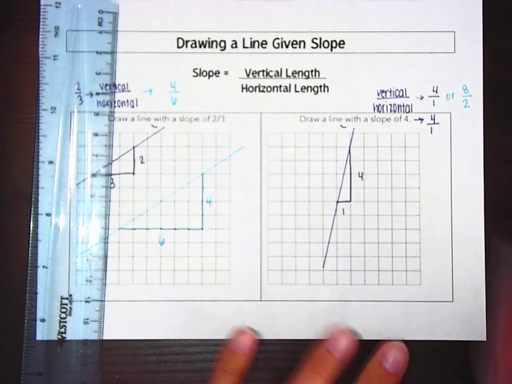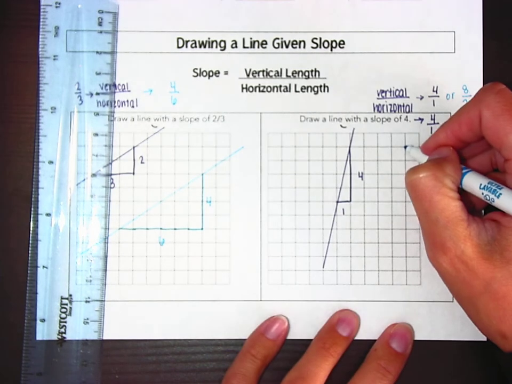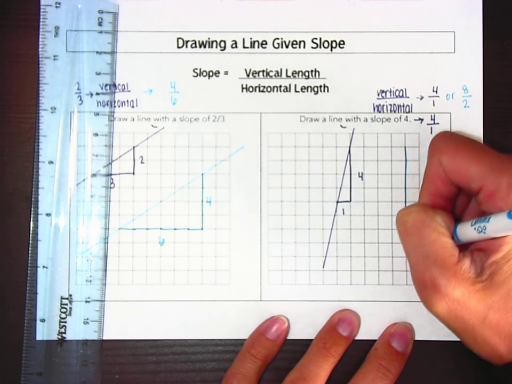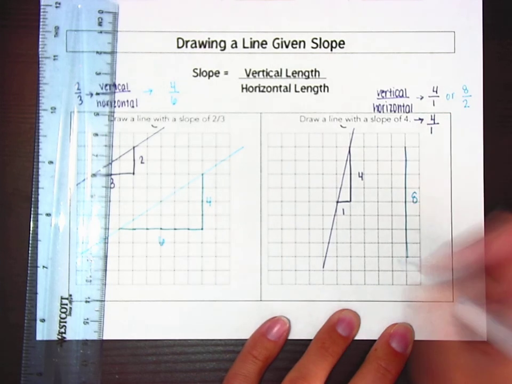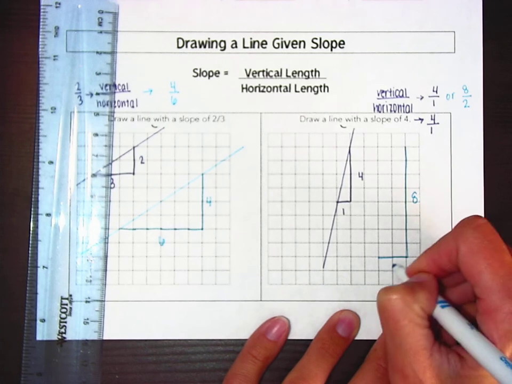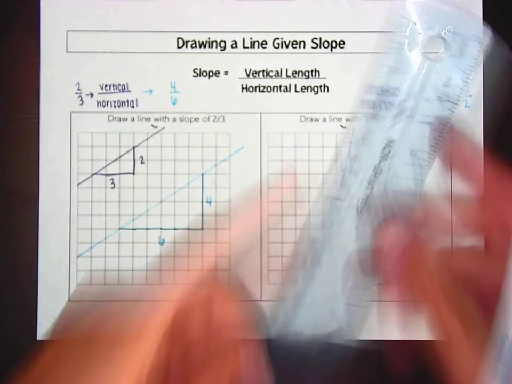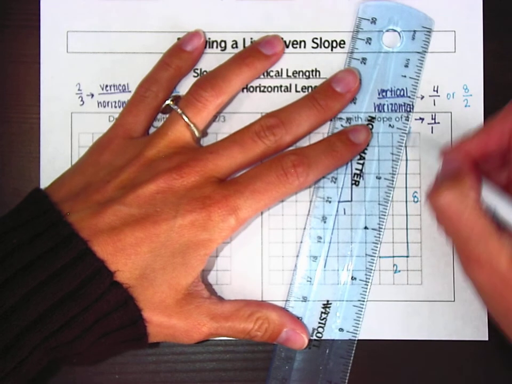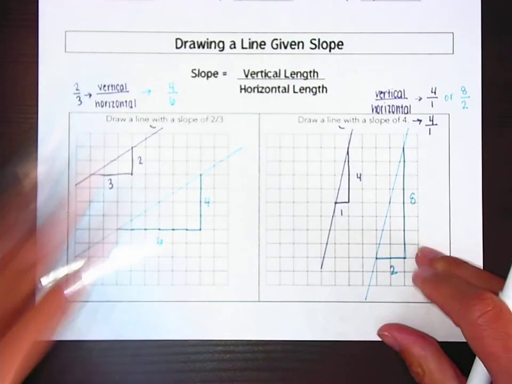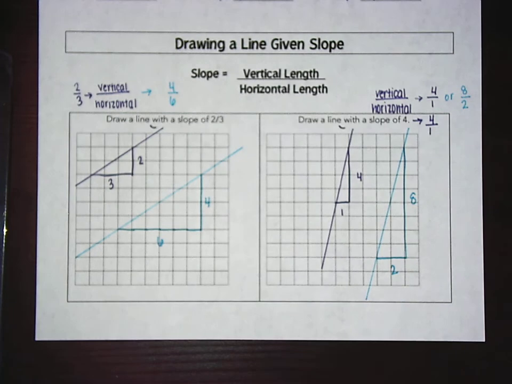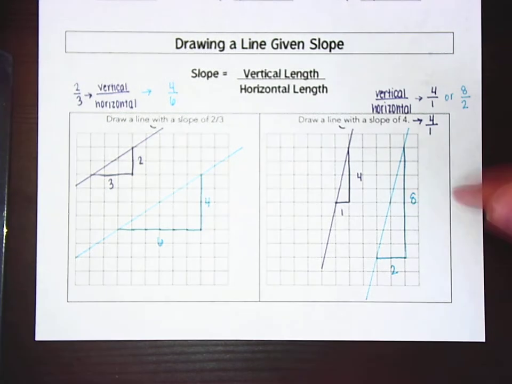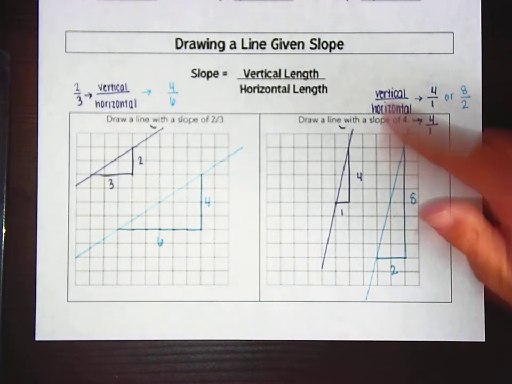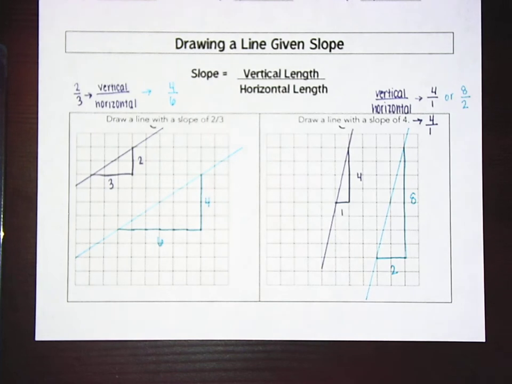So I can also draw a triangle that has a vertical distance of 8. So 1, 2, 3, 4, 5, 6, 7, 8. And a horizontal distance of 2. And again, I can use my ruler to draw the hypotenuse and the line with a slope of 4. So regardless of which triangle I draw, you can see that that vertical over horizontal is equal to 4, and the steepness of both of these lines visually looks exactly the same.